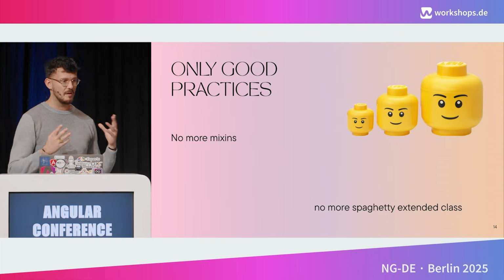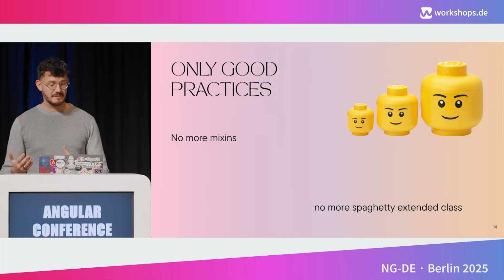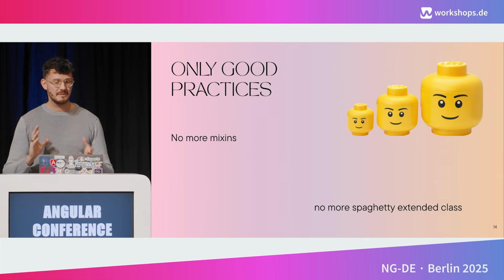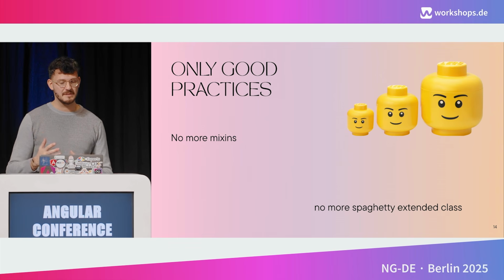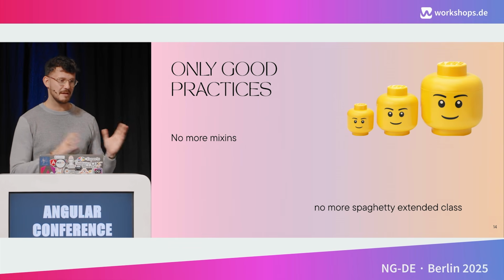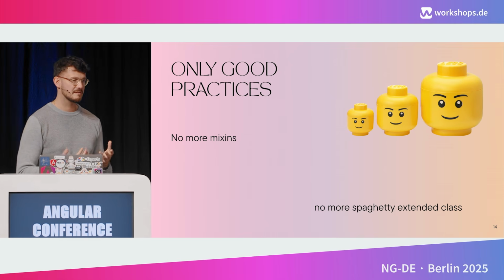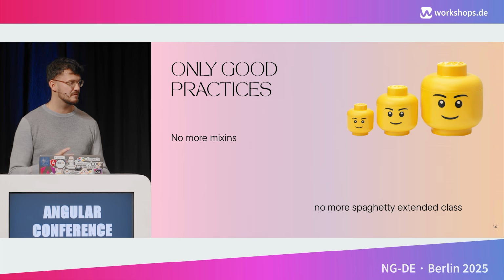So thanks to UI directives and business directives, no more mixins. That's awesome. Okay. So the only library where you can see mixins now is Angular Material. If you read the code, you can see that there are a lot of mixins. Okay. And no more spaghetti extended classes. That's nice. Because when you have an issue, it's quite complicated to debug it.